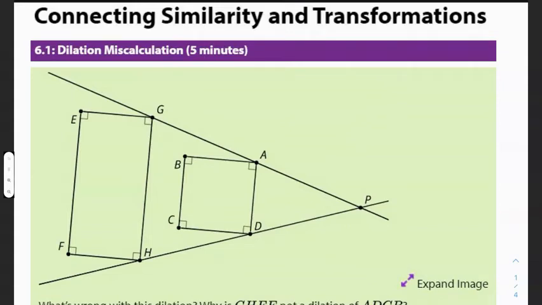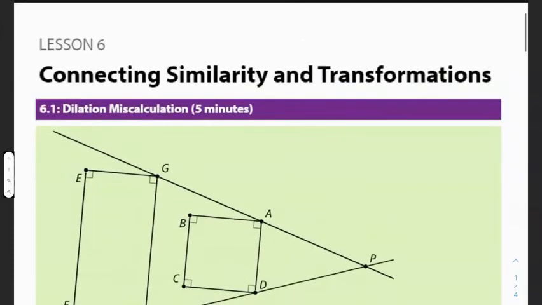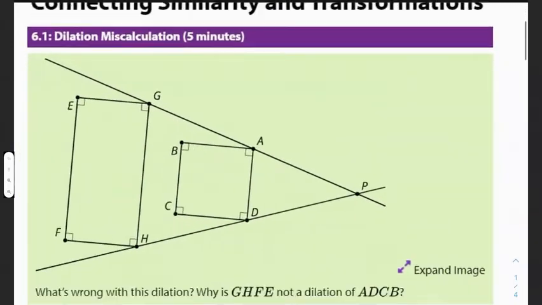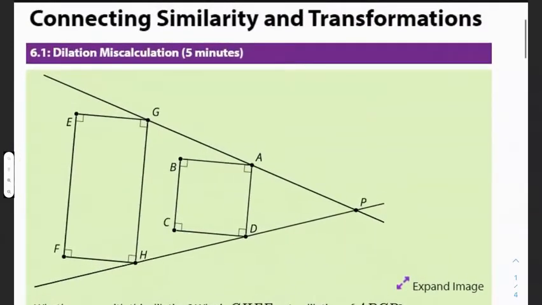Unit 3, Lesson 6, Connecting Similarity and Transformations. In 6.1, we have dilation miscalculation. They're asking straight up, what's wrong with this dilation? Why is GHFE not a dilation of ADCB? Go ahead and pause the video, come up with your own ideas and reasoning, and then unpause it and we'll take a look at it.